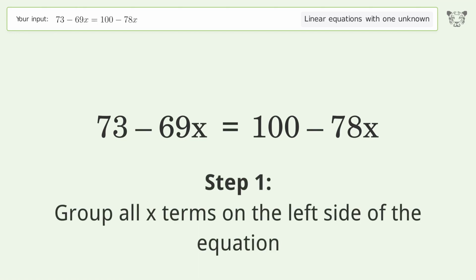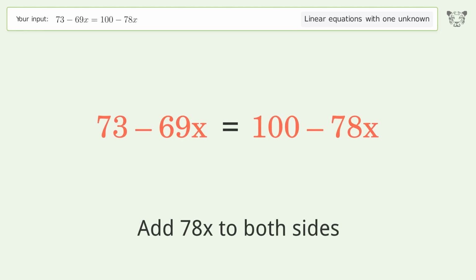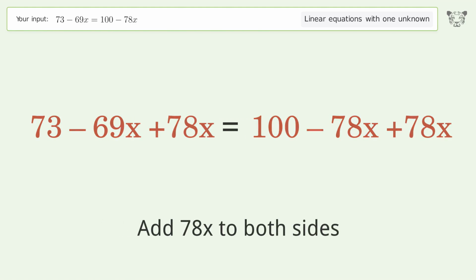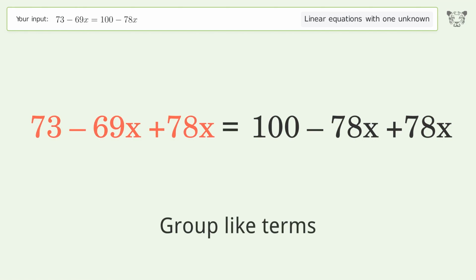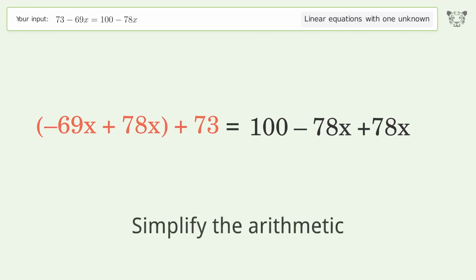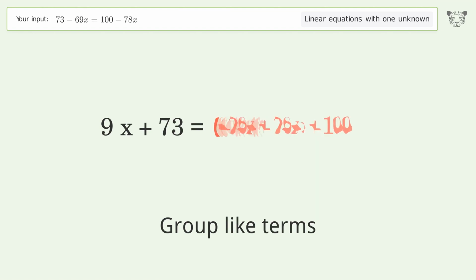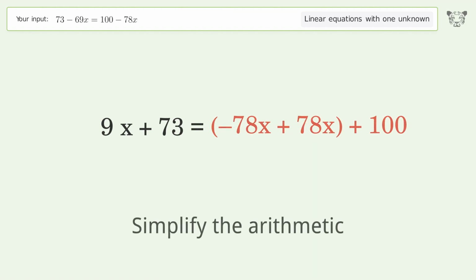Group all x terms on the left side of the equation. Add 78x to both sides. Group like terms. Simplify the arithmetic. Group like terms. Simplify the arithmetic.